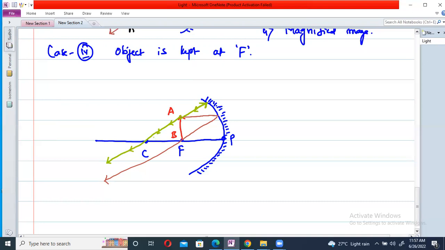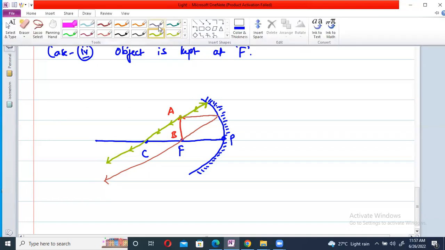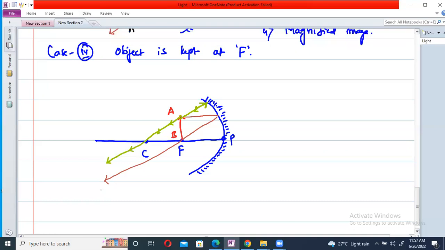Now what will happen? These two reflected rays are not meeting anywhere. But see, both of these rays are parallel rays. Let me discuss with you. These both rays are parallel rays.